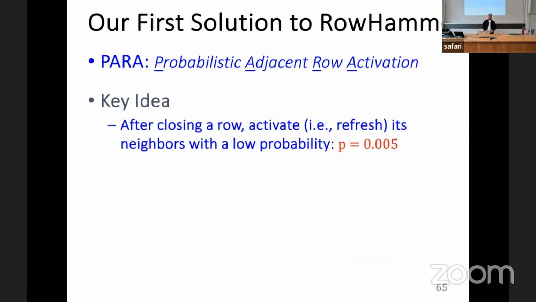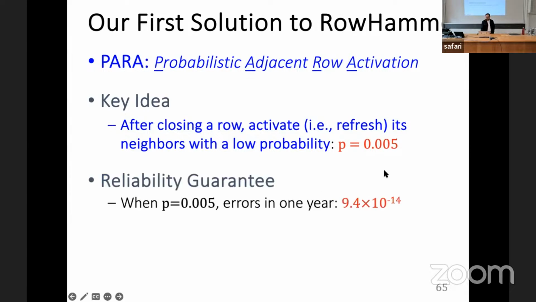Our solution in that ISCA 14 paper, which actually survived until today, the only solution pretty much that survived until today, is PARA, probabilistic adjacent row activation. So it's a very low cost mechanism. And the key idea is as follows. When you close a DRAM row, you refresh its physical neighbors with a low probability. This is the probability threshold over there.